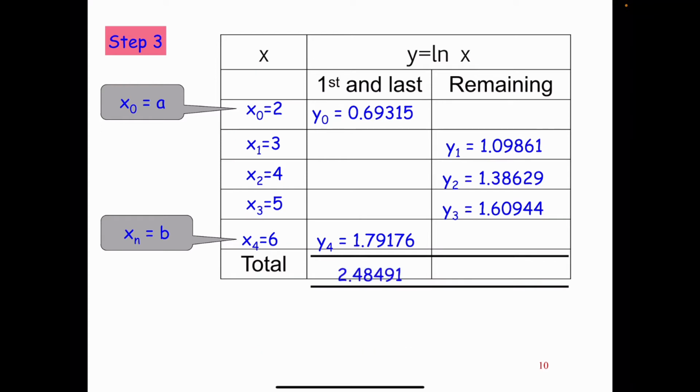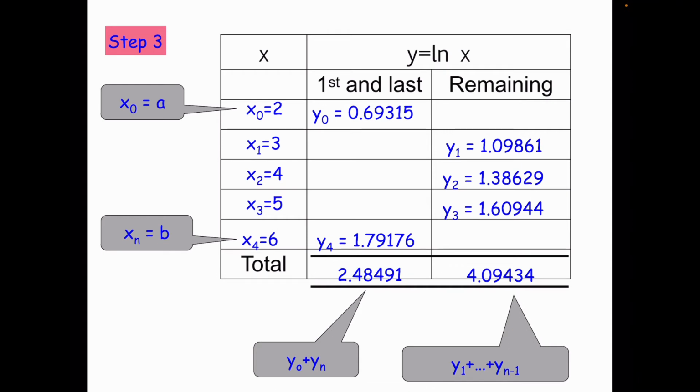Now, calculate the total. First and last, you will get 2.48491. And then total for remaining is 4.09434. Next, we know that 2.48491 is the total for y0 plus yn because first and last. And then total remaining is y1 plus y2 until yn minus 1. Now, substitute all these values into trapezoidal rule formula.